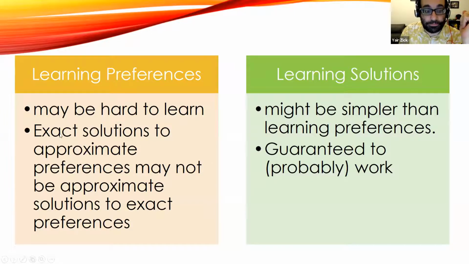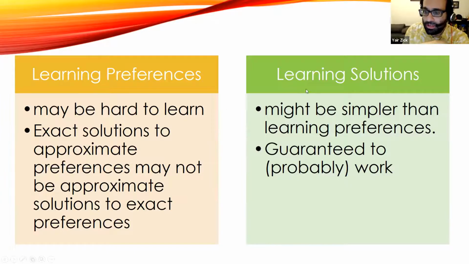The second point is slightly more subtle, and really interesting: exact solutions to approximate preferences may not be approximate solutions to exact preferences. In machine learning terms, if you approximate the preferences and then compute an exact solution for those learned preferences, the computed solution might not be an approximate solution for the data set that you have. So you might get a lot of errors in that data set, which is very bad.